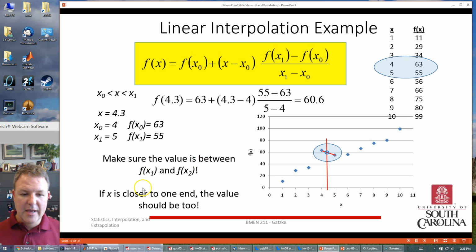Now, again, you need to make sure it's between the two function values. If it's closer to one end, the value should also be closer to that end. In this case, we were at 4.3, which is closer to the left side. So we should be closer to 63 than we should be to 55. And we're less than 2.5 away from 63, but we're more than 5 away from 55. So that makes sense. It seems like a reasonable answer for interpolation.